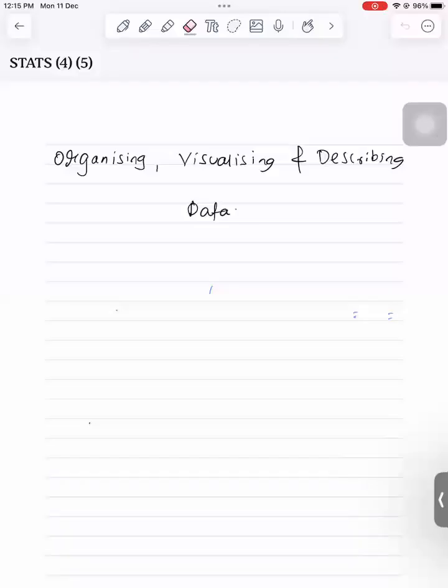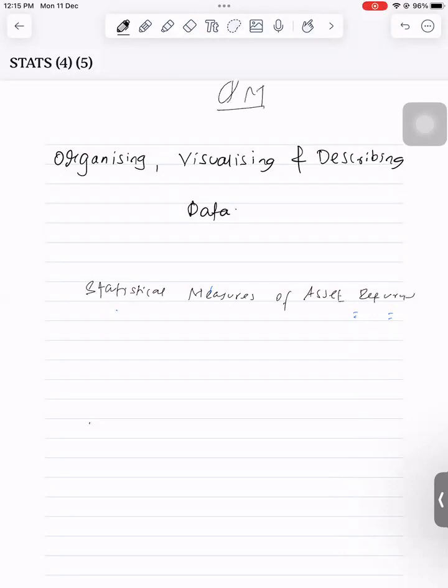So today what we will do, we will start with the session. The name of the topic is statistical measures of asset returns. Now this topic is from the QM subject, quantitative methods.